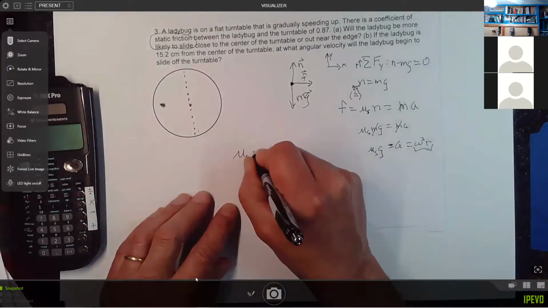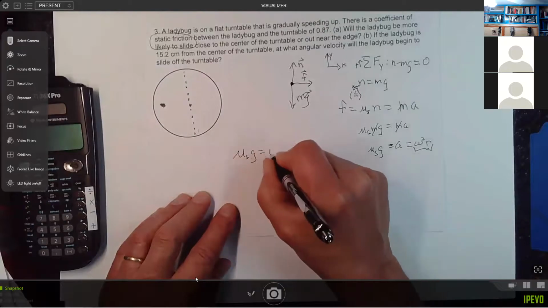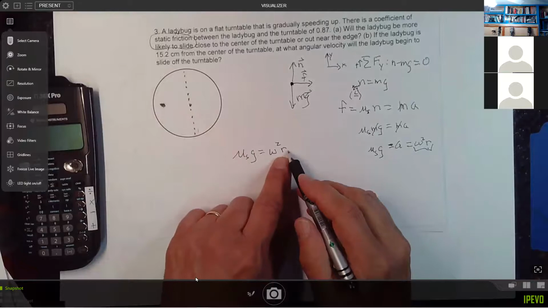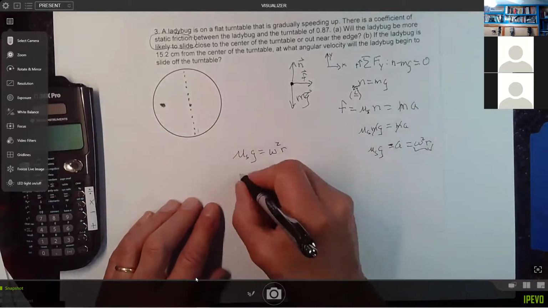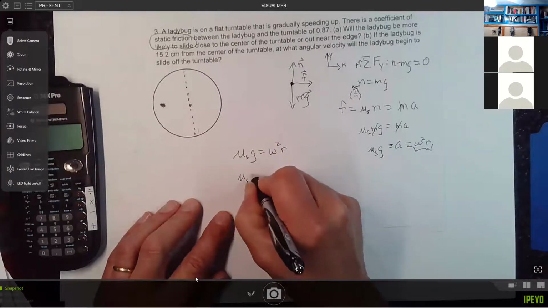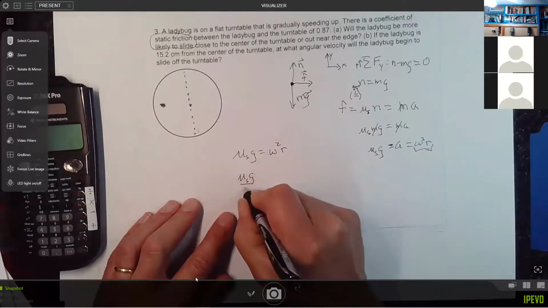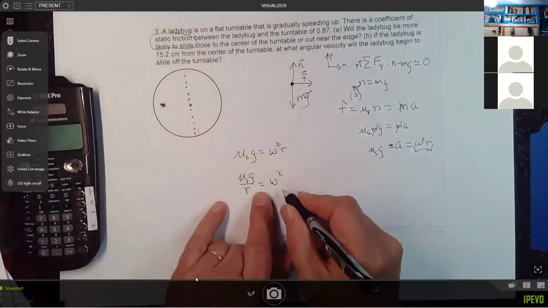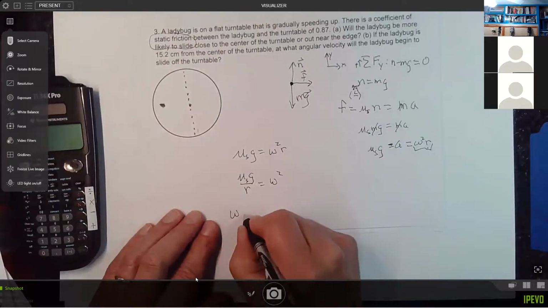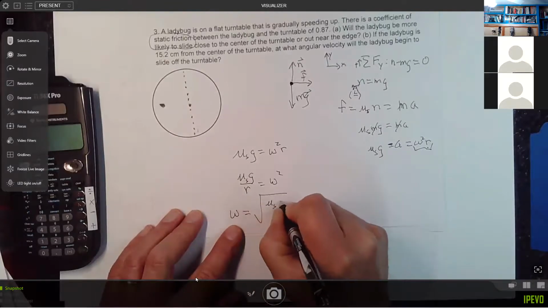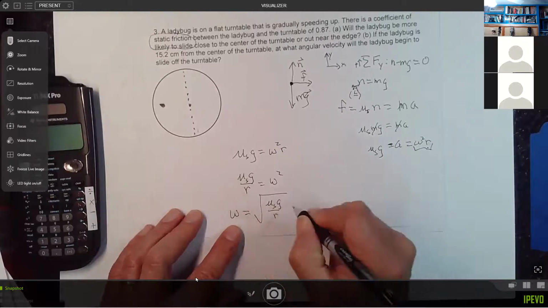Mu sub s g equals omega squared r. They gave us a value of r, so we'll divide that out. Mu sub s was 0.87, so we'll plug in the numbers here in a second. Actually, let's take the square root of both sides first. So omega, the maximum angular velocity, will equal the square root of mu sub s g over r.